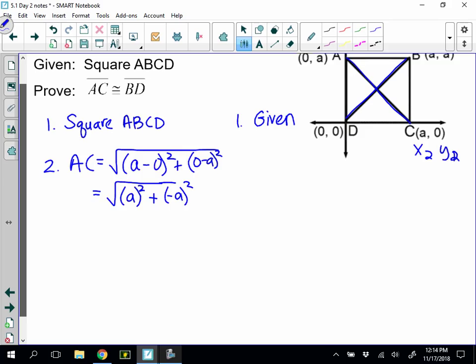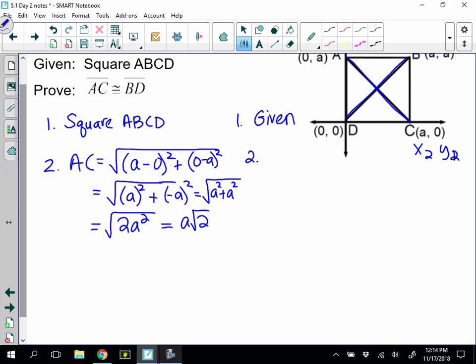So if I square everything, I have a squared plus another a squared, because when I square a negative number, I get a positive. So a squared plus a squared is 2a squared. Okay, and I can simplify that down. If I take the square root of a squared, I get a, but 2 is going to have to stay under the radical. So line 2 over here, I'm going to write down the formula I'm using, distance formula.